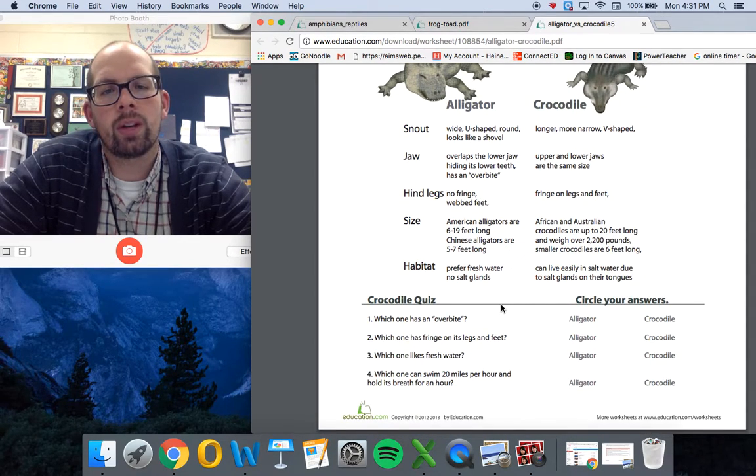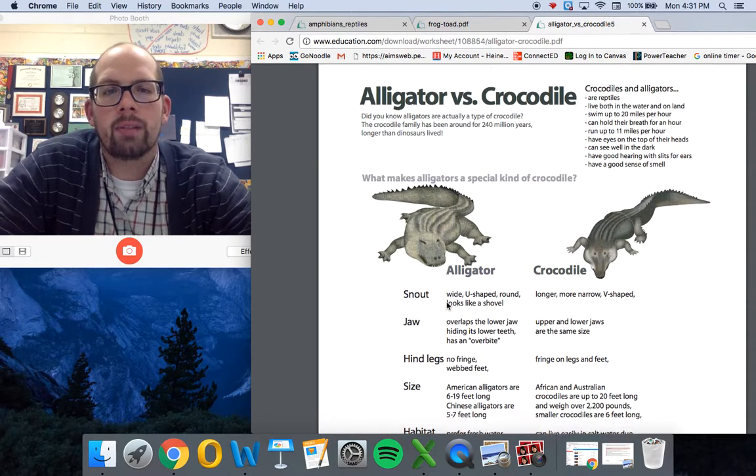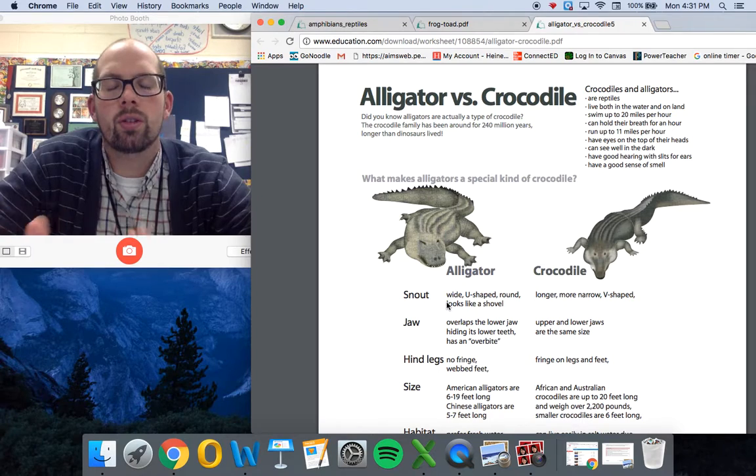And then here's a quick quiz. On this one, hint, hint, there might be an answer where you circle both because they can both do it. Which has an overbite? Which one has fringe on its legs and feet? Which one likes fresh water? And which one can swim 20 miles per hour and hold its breath for an hour? So best of luck. If you need to rewind anything or pause, that's great.